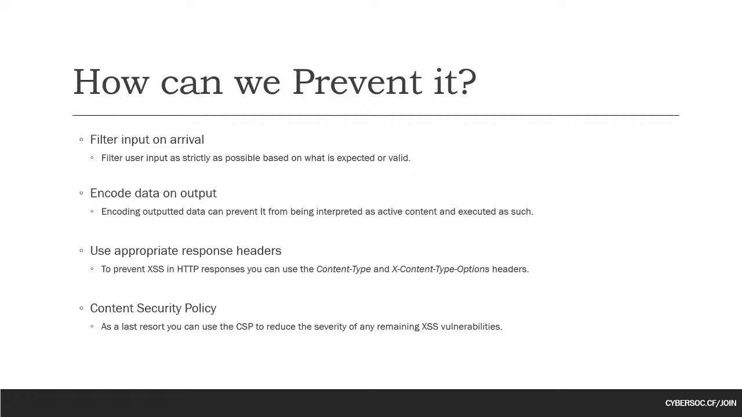So in HTTP, there's headers. That was covered last week with Michael. To prevent XSS, you can use the Content-Type or X-Content-Type-Options headers. Essentially what these do is tell an application what data to expect, and if it's not that data, it won't execute it. Something else you can do, as a very last resort, is use the Content Security Policy, and this reduces the severity of any remaining vulnerabilities. And as Harlan mentioned earlier, if your CSP is strict enough, you can block pretty much every XSS.